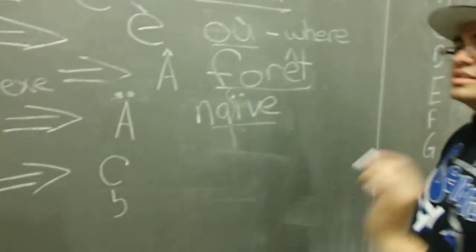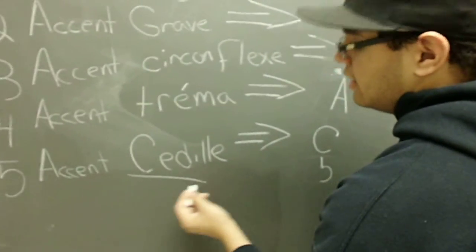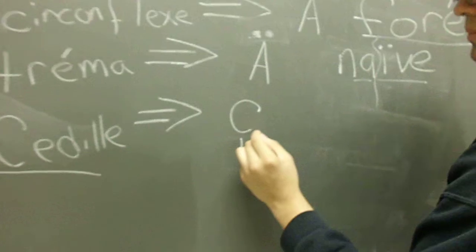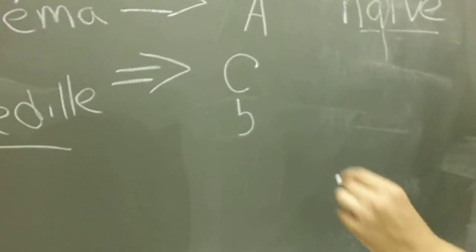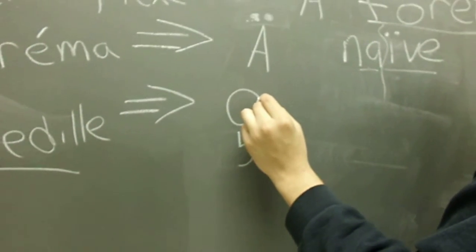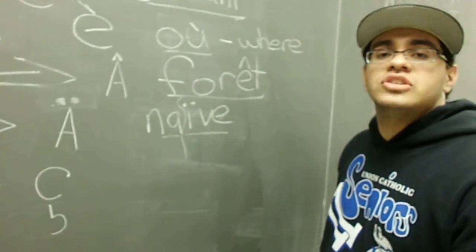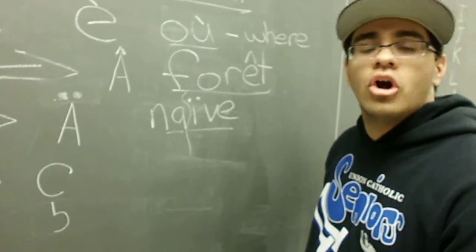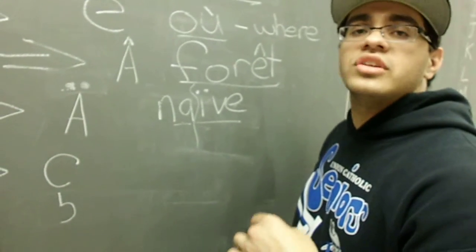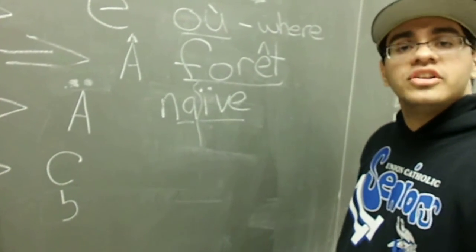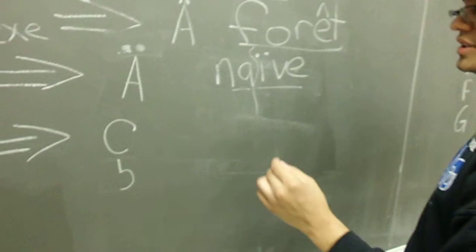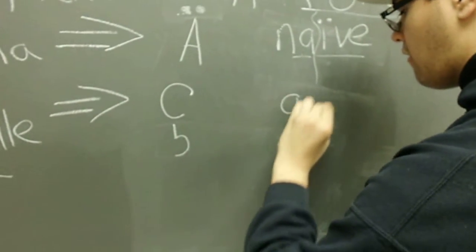Last accent is cédille. Cédille only goes with the C, as I said, and it is only used before vowels to soften the C. The French like to flow into the words. They don't like any hard sounds. They're not a big fan of words like coup. Those are hard sounds. So an example of the cédille would be in this.